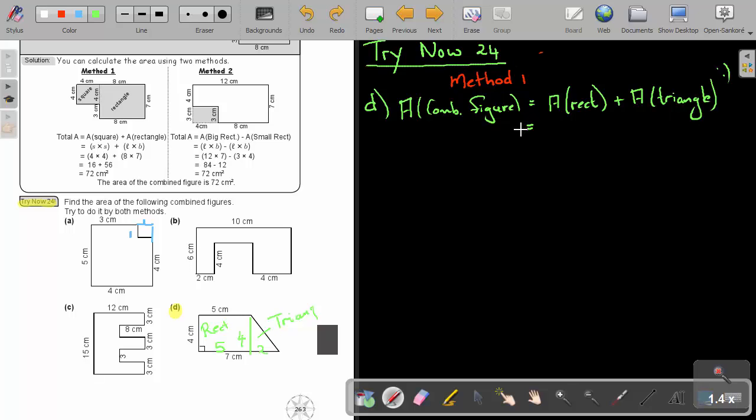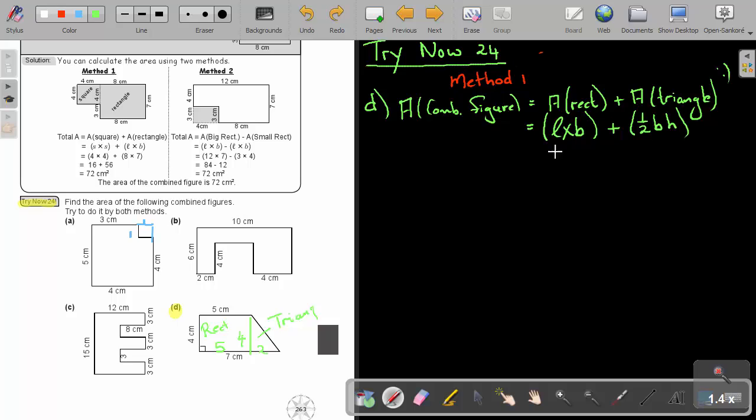So basically, if I'm going to do this one, I'm just going to say, okay, the area of the rectangle, remember the formula, length times breadth. Remember the formula, half base times height. So now I'm just basically going to substitute. So this is going to be 5 times 4 plus a half. And what is the base? Base is 2. And what is the height? 4. So this is going to be 20. And now 2 times 4, it's 8. And the half of that will just be 4. And that's going to give me 24 centimeters square.